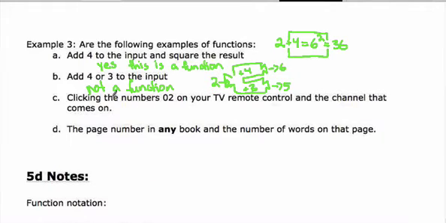Okay, here's more of a real world example. Clicking the number 02 on your TV remote control and the channel that comes on. If I take my remote control and I type in these numbers, do I get a different channel every time I type it in? Well, no, you always get the same channel, whatever 02 is on your TV. So this would be a function. So yes, a function.